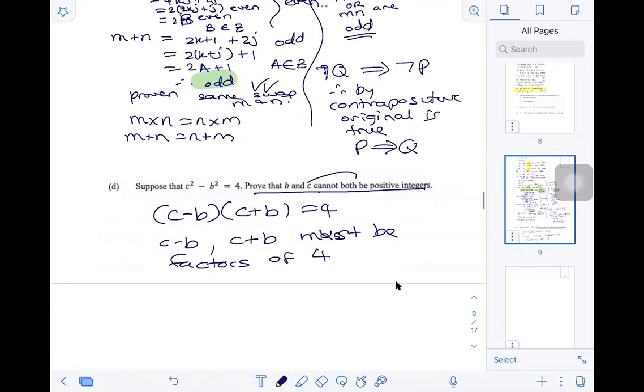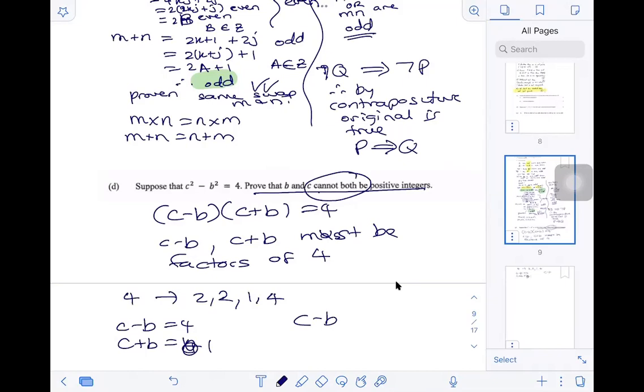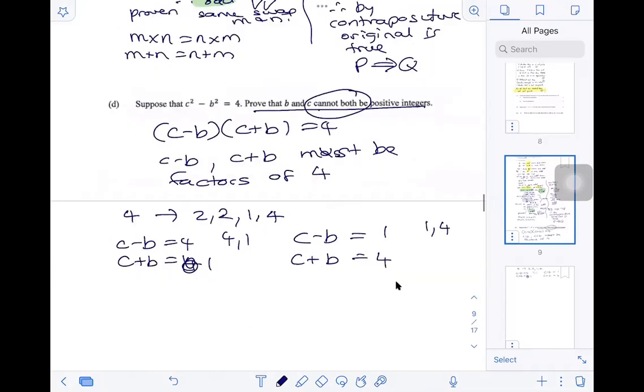Okay, so we're showing that it cannot be true. So the factors of 4 are 2 and 2, and 1 and 4. So C minus B could be 4 and C plus B could be 1, because it could be 4 times 1, or C minus B could be 1 and C plus B equals 4. So 1 and 4 go together, and 4 and 1. Or we could do 2 and 2. So C minus B equals 2, or C plus B equals 2.